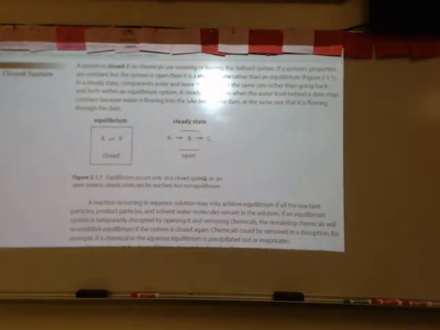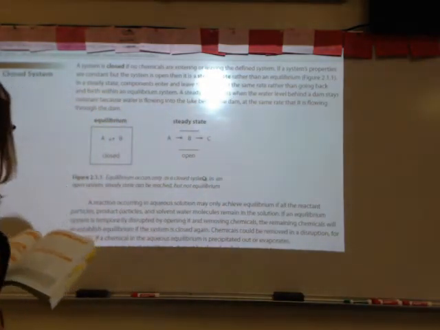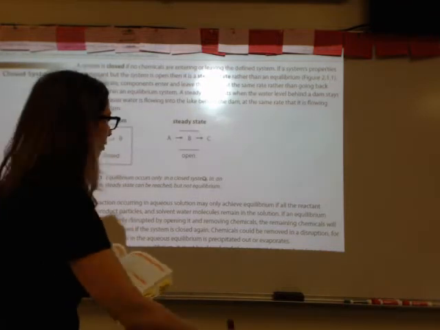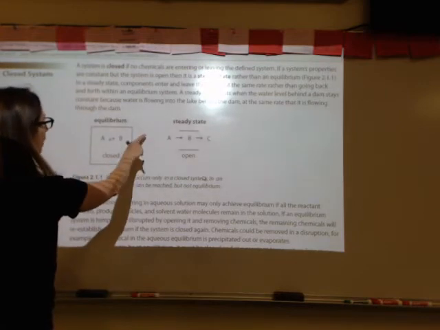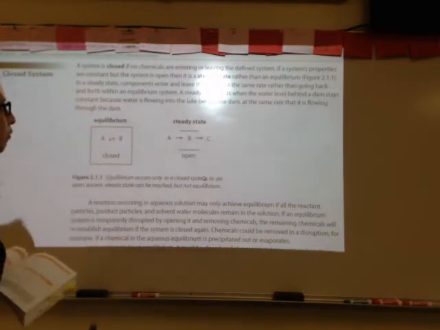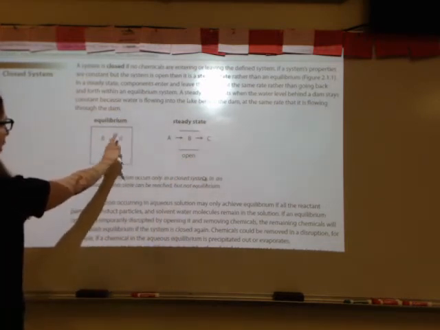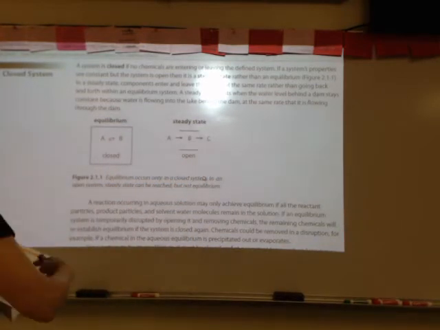Let's talk about a closed system. A system is closed if no chemicals are entering or leaving the system. If a system's properties are constant, but the system is open, we call it something different. We call it a steady state. This is not equilibrium. In a steady state, you have things entering and leaving the system at the same rate, rather than going back and forth like they do in equilibrium between the reactant and the product. So a steady state exists when the water level behind a dam stays constant because water is flowing into the lake behind the dam at the same rate that it's flowing through the dam, okay?